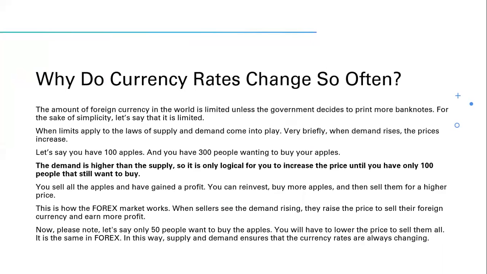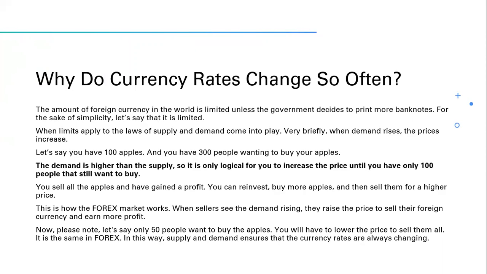So let's say you have 100 apples and you have 300 people wanting to buy apples. The demand is higher than the supply because you have 300 to 100. So it's only logical for you to increase the price until you only have 100 people that still want to buy. You sell all the apples and have gained a profit. You can reinvest that profit, buy more apples, and then sell them for a higher price. And this is how the Forex market works.